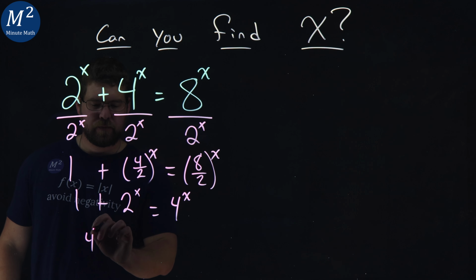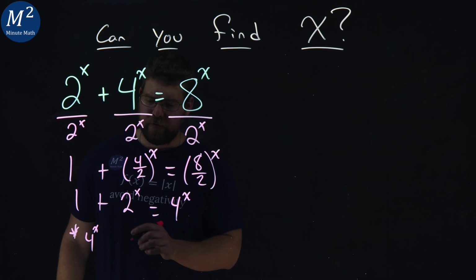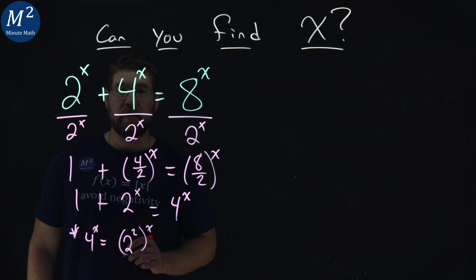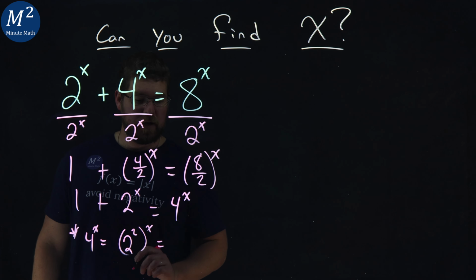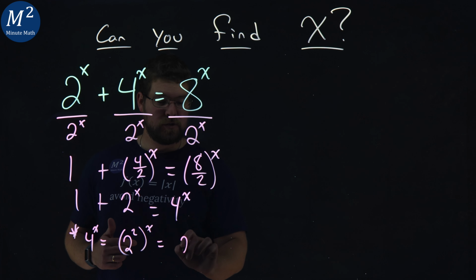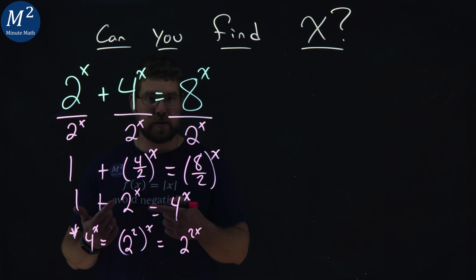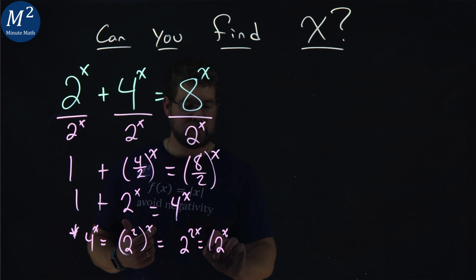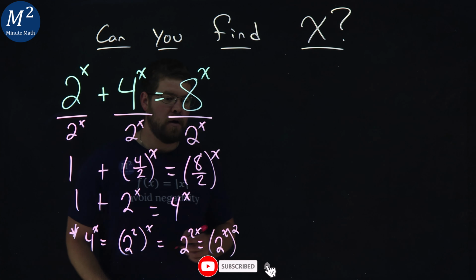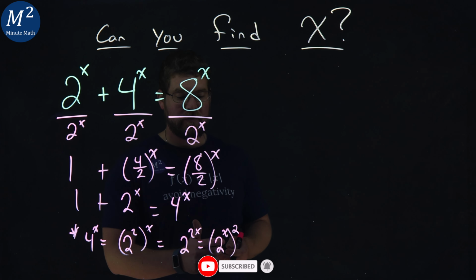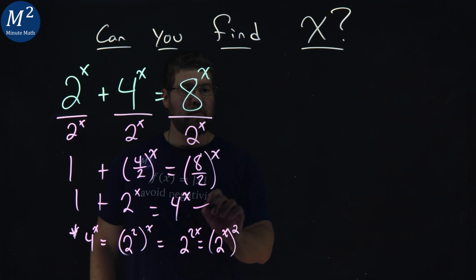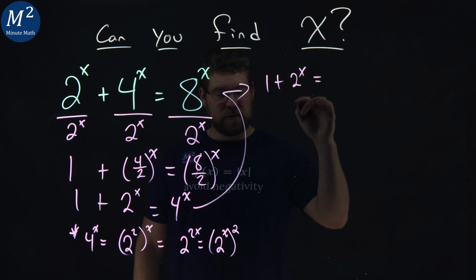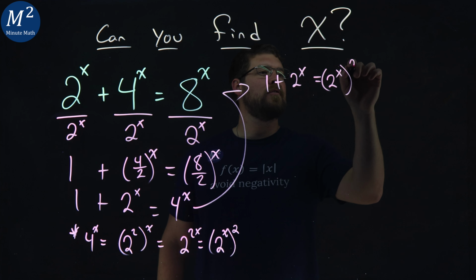4 to the x. All right, there's a little side note right here. 4 to the x power is the same as, well, 4 is 2 squared, all to the x power, which we know is the same thing as 2 to the 2x power. Right? Our properties of exponents multiply out. Then we also can say that's the same as 2 to the x all squared. So there we can show that 4 to the x power equals 2 to the x all squared. So I can rewrite this: 1 plus 2 to the x power equals 2 to the x all squared.